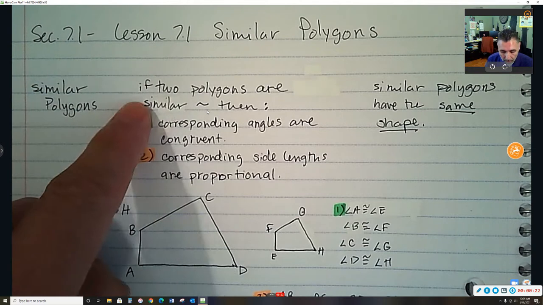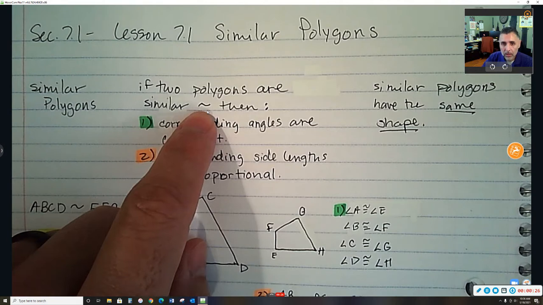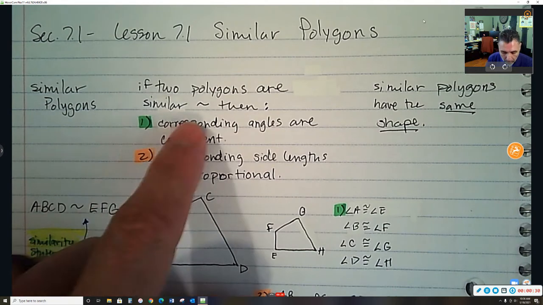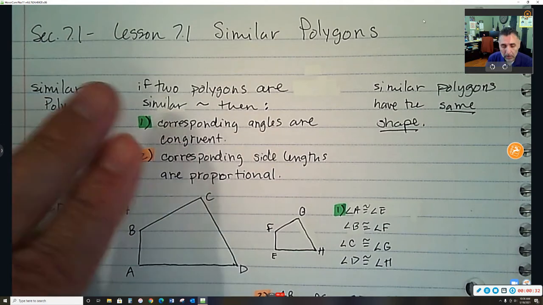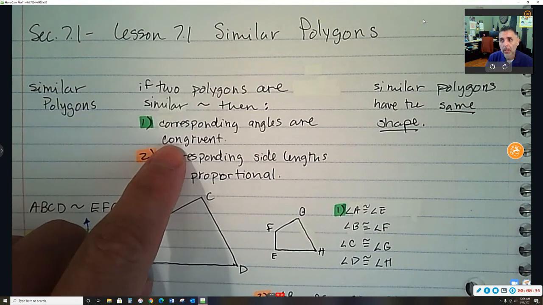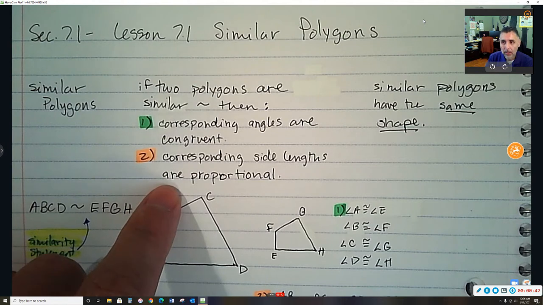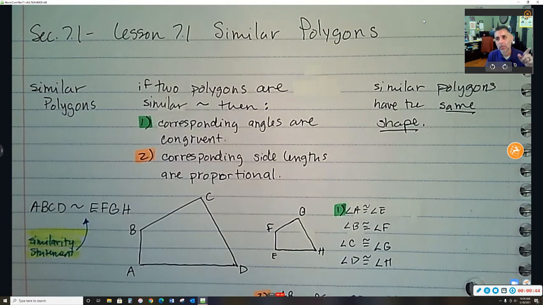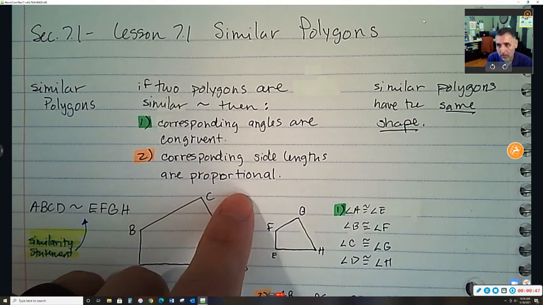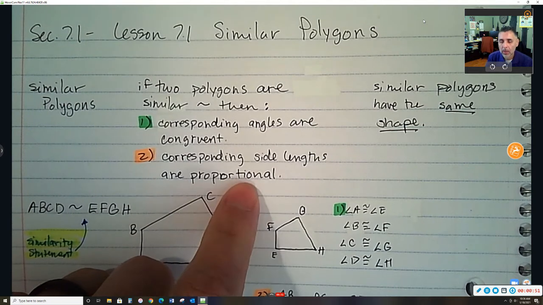If two polygons are similar, and this is the math symbol used to show similar, they have two properties. First, the corresponding angles are congruent. Remember that, that's important. And second, the corresponding side lengths are proportional. In the previous notes we just went over what a proportion was. Think two equal fractions or two equal ratios.